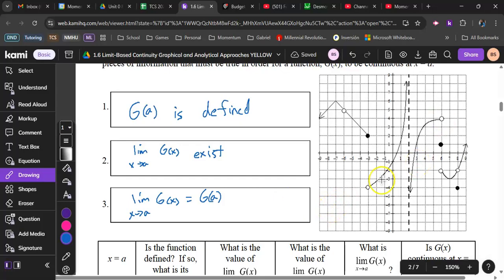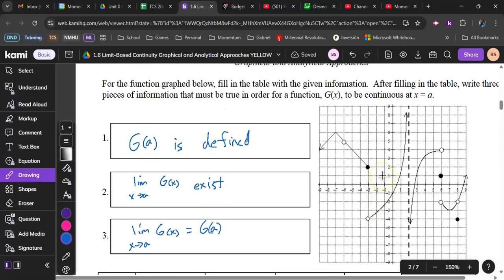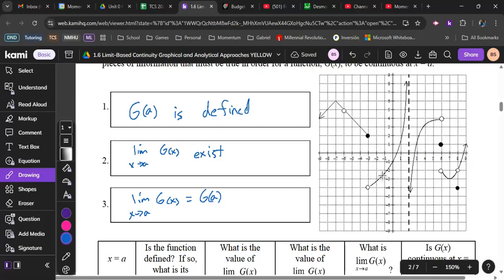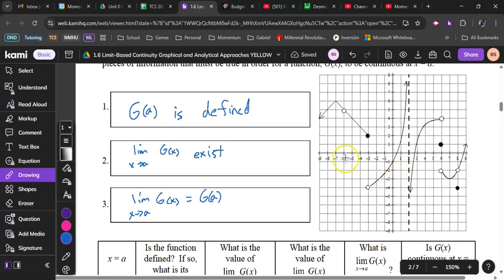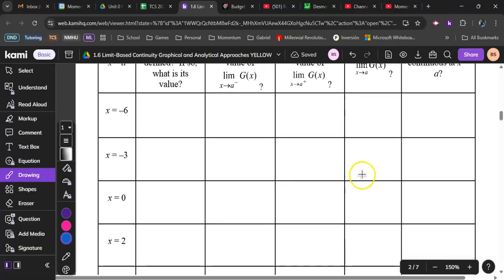So let's put this into some practice. Bear with me. I have to scroll up and down. You guys can look at it all at the same time, so if it's easier, look at your page. What we're going to do here is have x be our a, and talk about it in a bunch of different ways. At -6, is the function defined? At -6, the function is not defined. -6, guys. It's a big hole right there. If there's a hole, it's not defined.